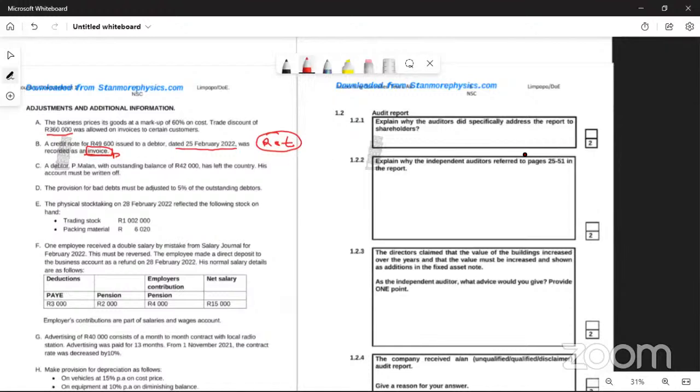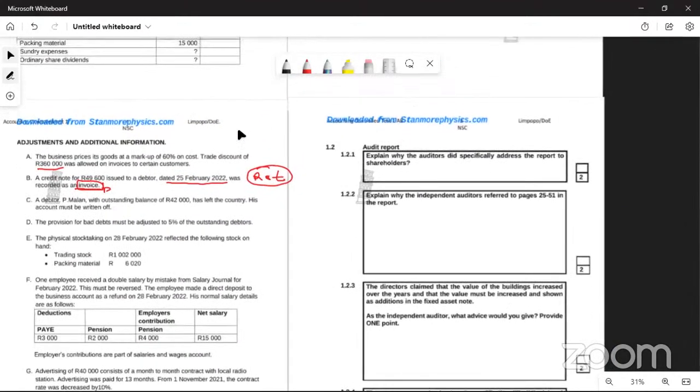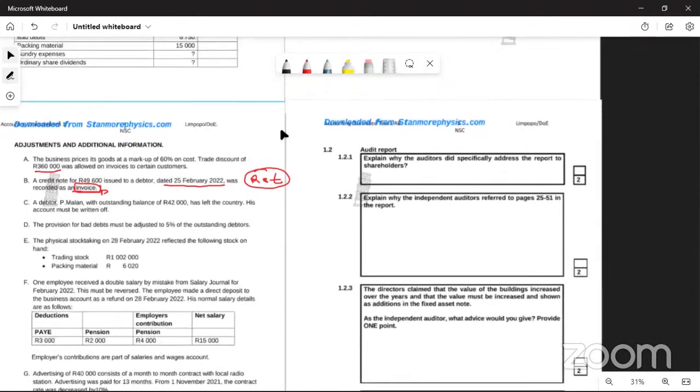So that means this is an error that we have done as a business. How do we deal with such an error? Remember, guys, we recorded it as if there were sales taking place. So we need to correct that error first. We need to take out that amount from the sales first.